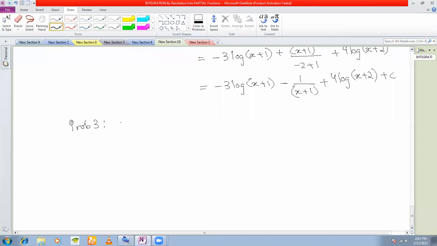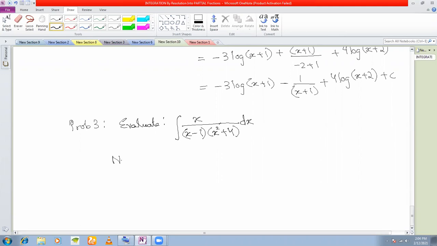Problem 3. Evaluate the integral of x by (x minus 1) into (x square plus 4) dx.